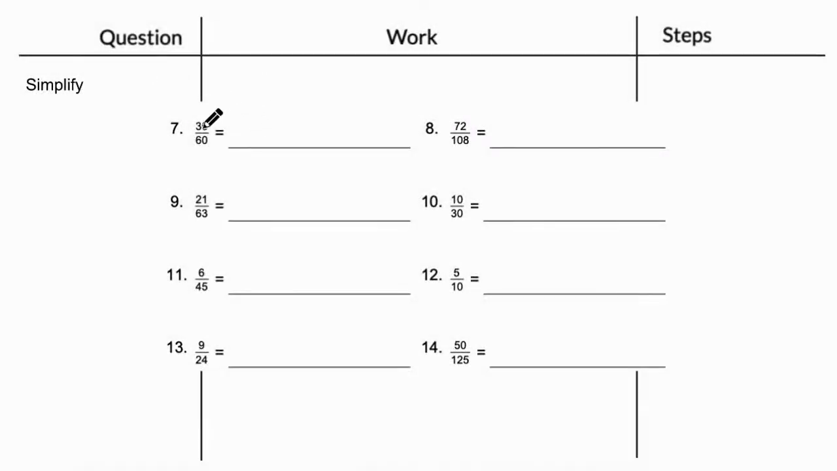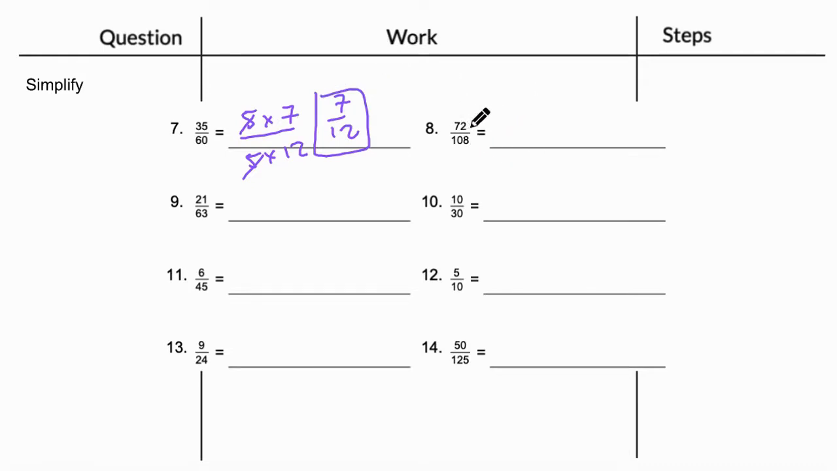So let's simplify some fractions here. We have 35 over 60. Looks like in this one I know that 5 goes into both of these. 5 times 7 gives us 35, whereas 5 times 12 gives us 60. Cancel out the common factors here, which leaves us with the simplest fraction, 7 over 12.